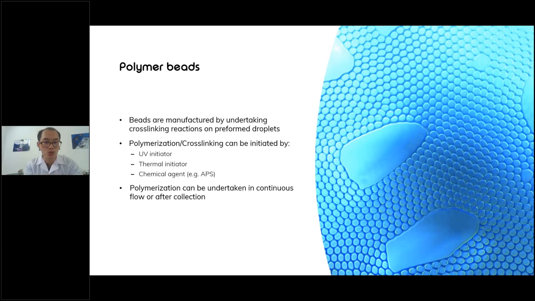The next application is using microfluidics for making polymer beads. The bead is generated by undertaking a cross-linking reaction on a preformed droplet. So we make a droplet and perform the cross-linking reaction to generate polymer microparticles. The cross-linking can be initiated by a UV initiator, a thermal initiator, or a chemical reagent. It can be undertaken in the continuous flow or after collection of the droplets.